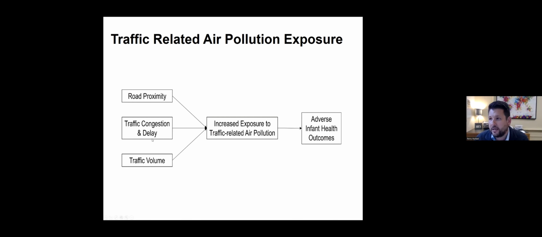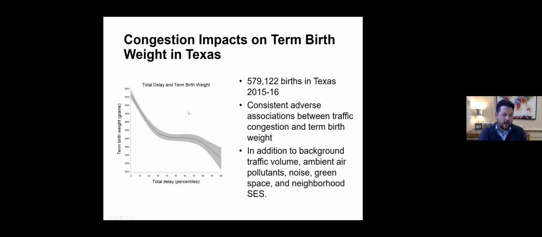No study has tried to look at congestion because we just had no way of measuring that over large time periods. And so what we find is that congestion is actually a really important unmeasured component of traffic-related air pollution. So we see this very consistent association between total delay, which is a measure of congestion, and term birth weight. And this is after controlling for background traffic volume, background ambient air pollution. So this is NO2 from a land use regression model, ultrafine particles, and PM.